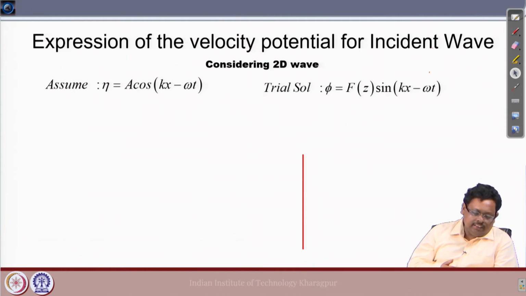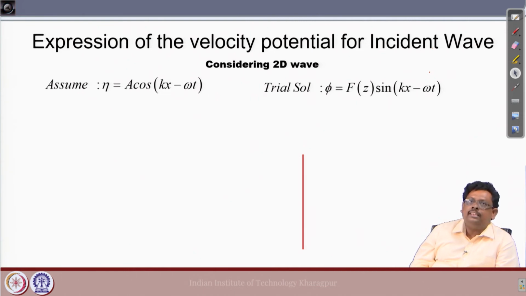where a is nothing but the wave amplitude, k is called the wave number, and omega is the frequency, right. Now, to solve this I am assuming the trial solution phi equal to f of z into sin of k x minus omega t.